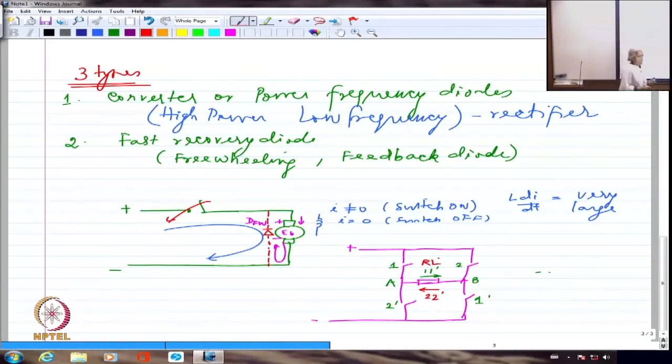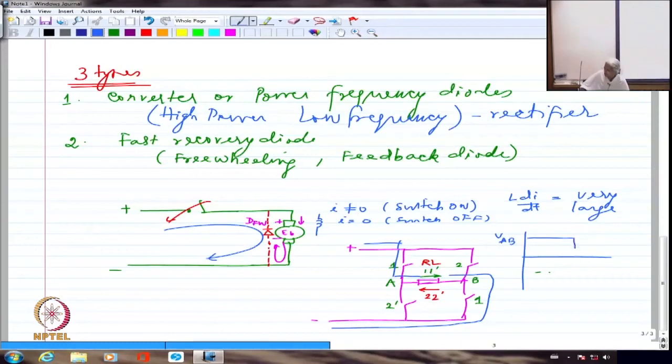Okay? Now if I am having 1 and 1 dash on, I am going to have a current going like this, through this green, and then it is going to come through like this. This is going to be the current path when 1 and 1 dash are on. Now I want to start the negative half cycle, right? So if I try to draw the voltage, I am probably going to have VAB positive when 1 and 1 dash are on, right? And if I try to draw the current, maybe the current would have been increasing like this.